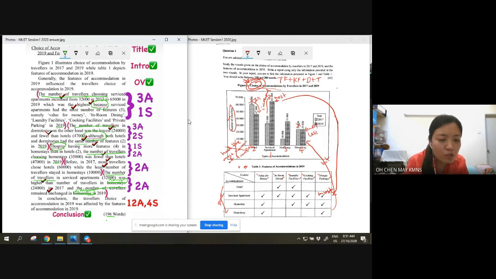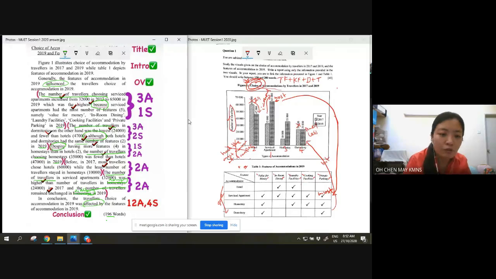All right, then you come to the conclusion here. Conclusion is very simple. You just give another overview. It's the same one. For example, over here it says, features of accommodation in 2019 influence the traveler's choice. Then here you reverse it: traveler's choice of accommodation was affected by. You don't have to use influence again.